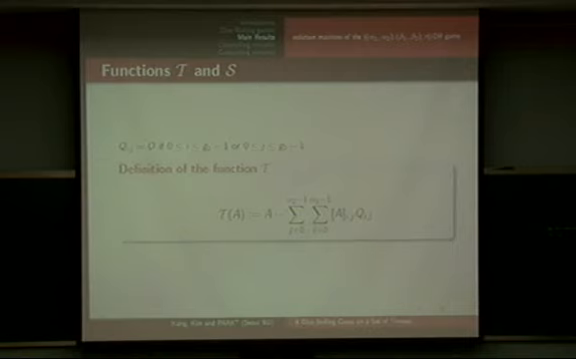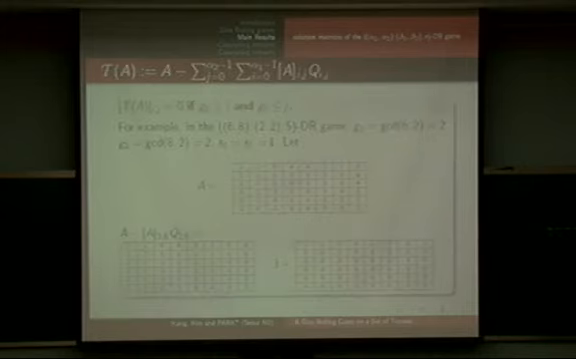First observation: note that Qij can be represented by a linear combination of J star. And so A is a solution matrix if and only if T of A is a solution matrix. And the other observation: the ij entry of T of A is 0 if i is greater than g sub 1 and j is greater than g sub 2.